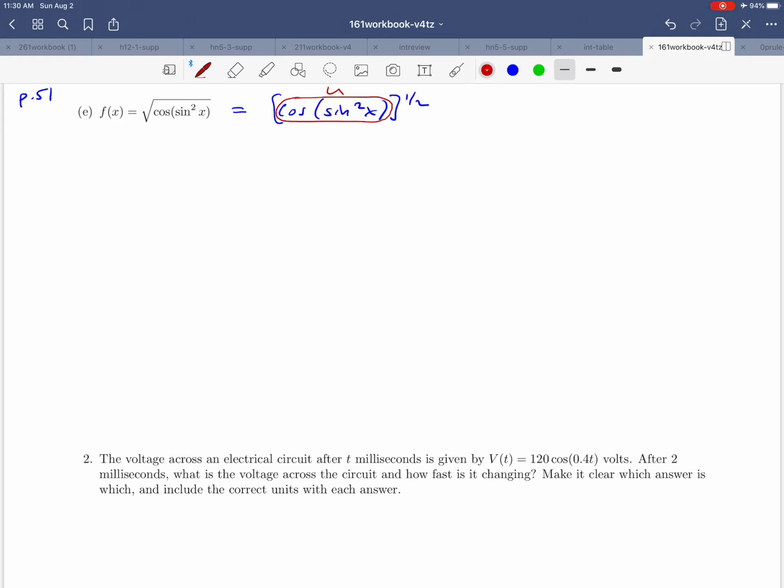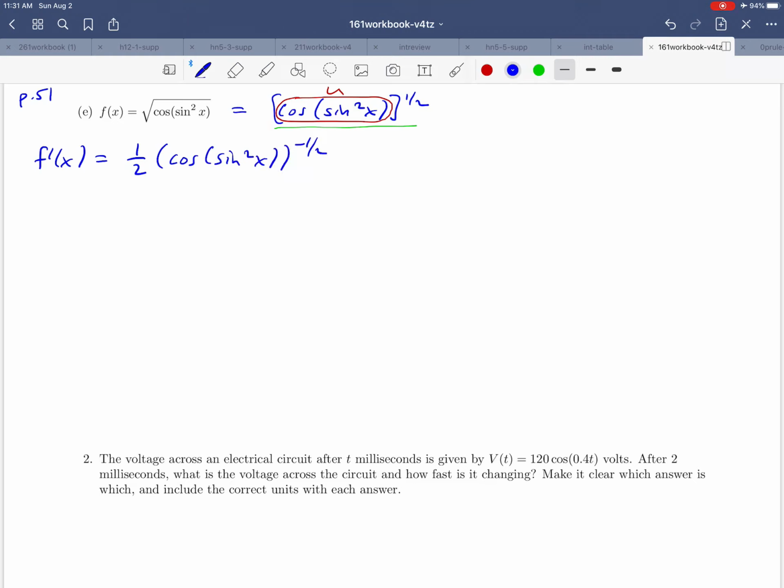Okay, and in general, when you do the chain rule, it's good to choose your u as large as you can. That makes the derivative easier to take at the next step. Okay, so let's see if we can do it. So with that choice of u, our whole function looks like u to the 1/2. How do you take the derivative of u to the 1/2? Well, that's just a power rule. We're going to get 1/2 u to the negative 1/2, and our u is the entire function cosine of sine squared of x.